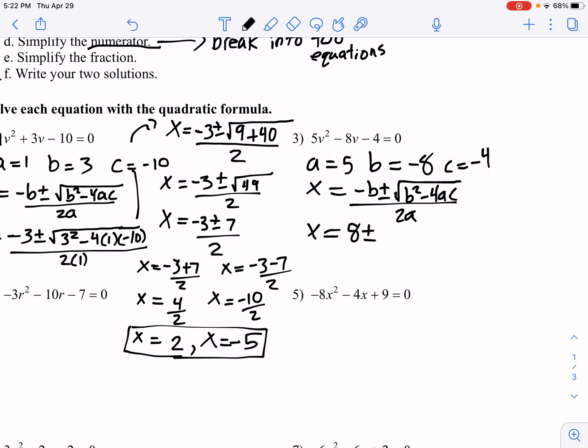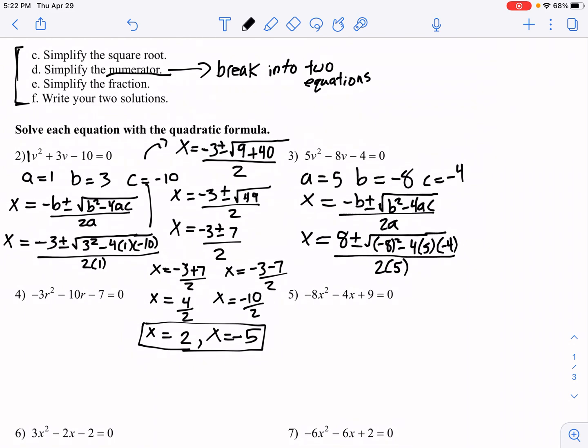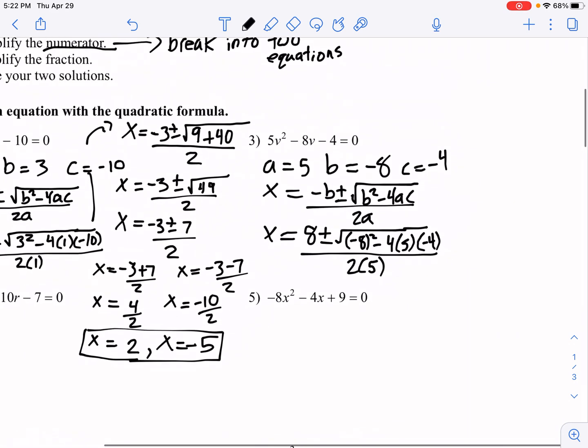Plus or minus the square root of b squared, so b is a -8, so it'd be -8 squared, minus 4 times a, which is 5, times c, which is a -4, all over 2 times a, which is 5. Okay, so now we plugged it in. Let's go ahead and try to simplify this. I'm going to kind of move it up here to this space at the top.